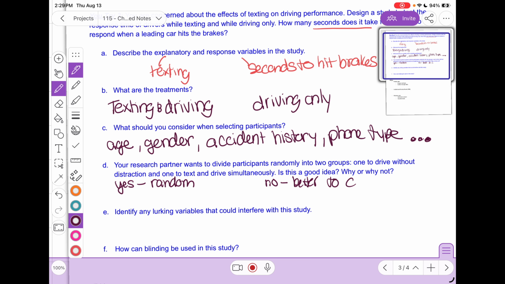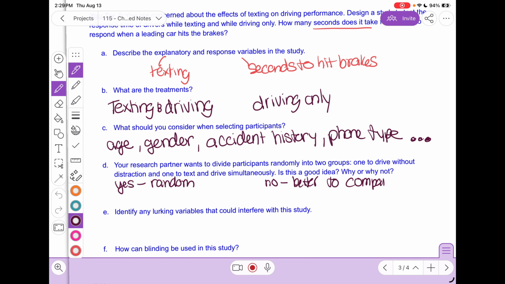You could say, no, it would be better to compare to each other. If you take the same person and compare how they do while texting and without texting, then you have an exact match. There's pros and cons to both. Because then if you're doing the exact match, then they've driven the obstacle course twice. So it's hard, there's no perfect answer.